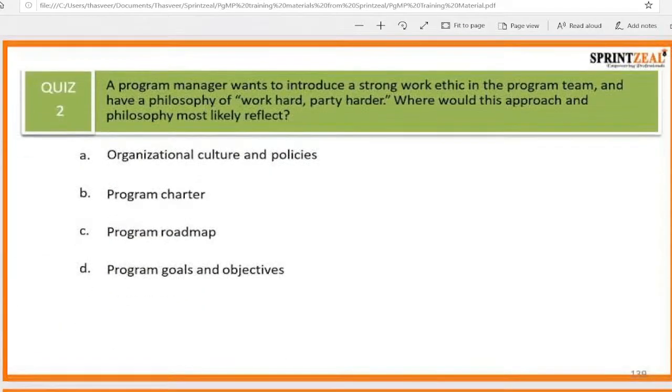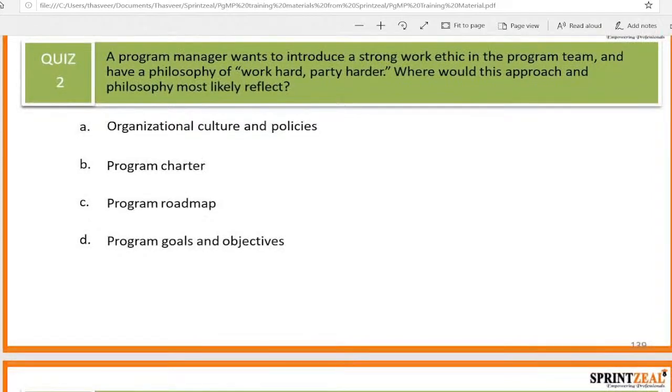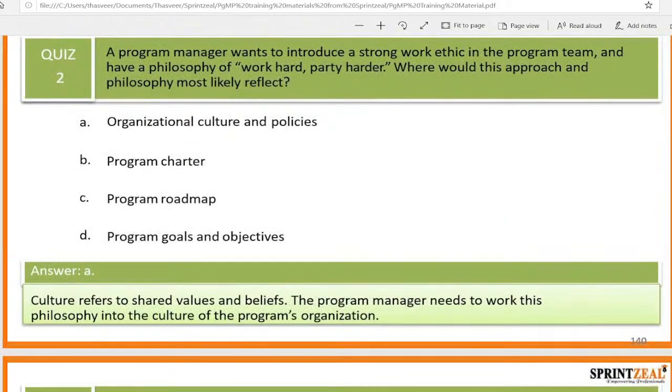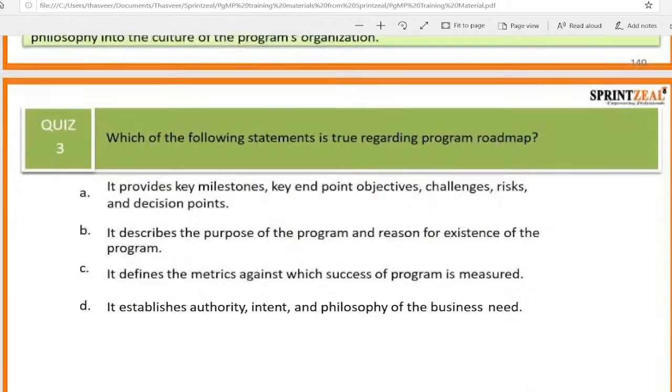Next, the program manager wants to introduce a strong work ethic and have a philosophy of work harder, party harder. What would this approach and philosophy most likely reflect? Sometimes you get questions like this also. It's probably A. It's not probably, it is A. So you got it. It indicates culture and policies, right? Okay.